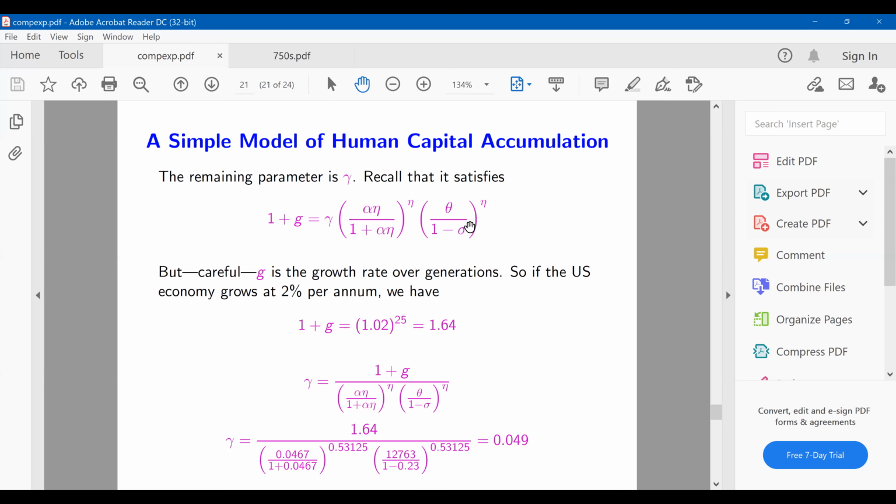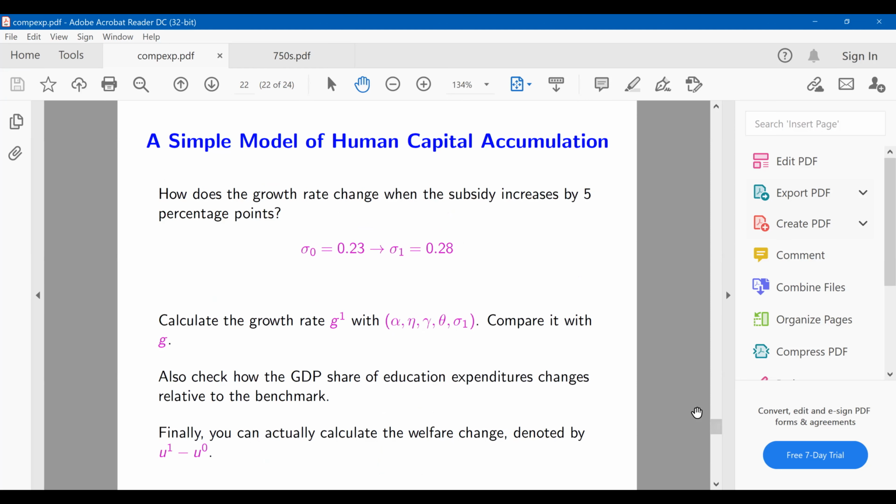So then the growth rate formula and the values of other parameters such as sigma, theta, alpha, and eta allow us to compute gamma. And gamma would be around 5%. Now we have all the parameters, right? And we can design our experiment.